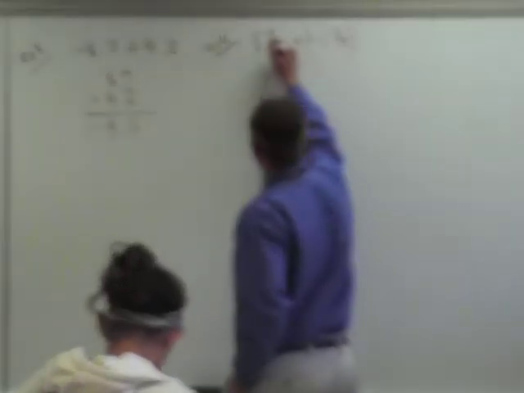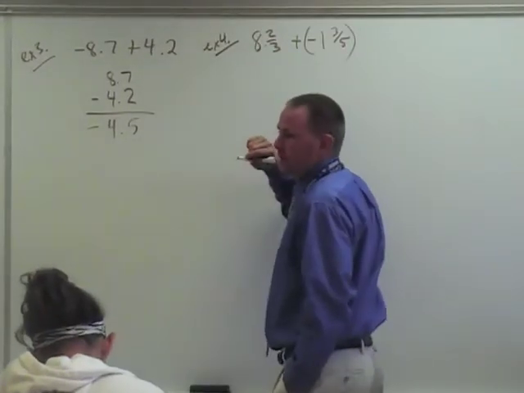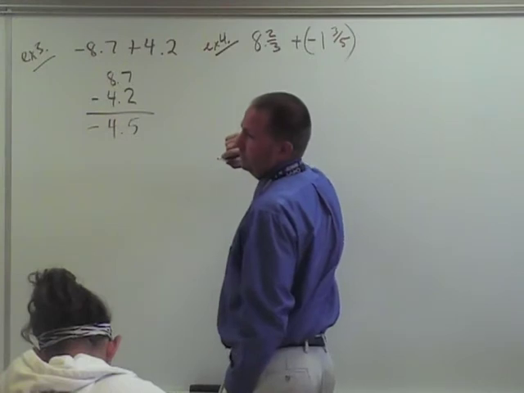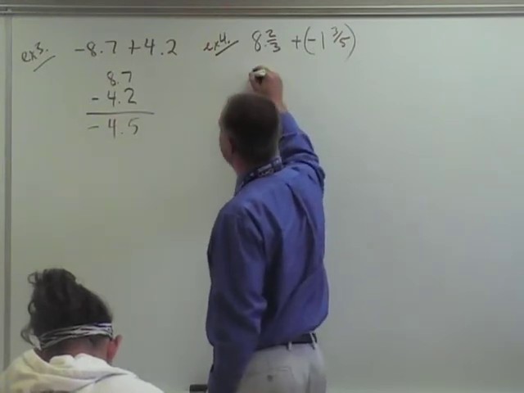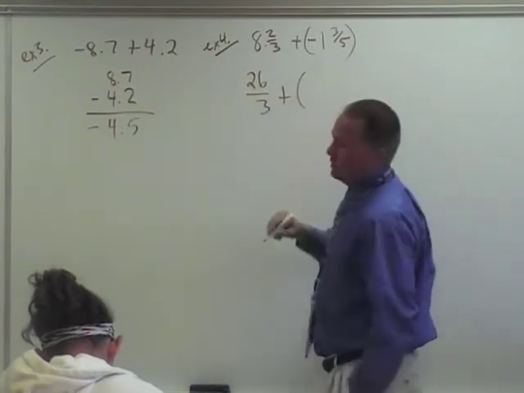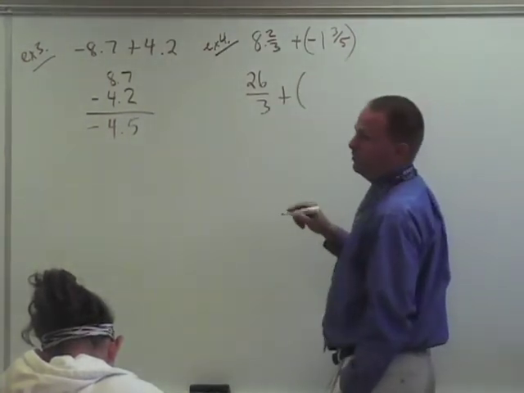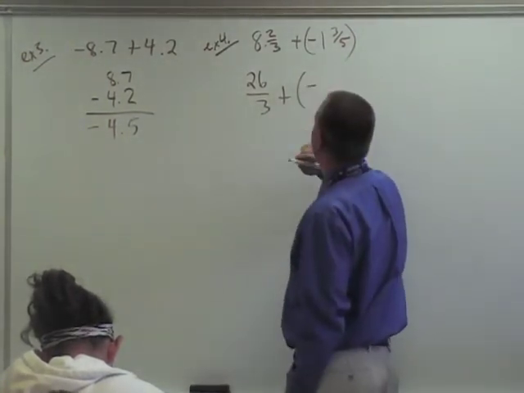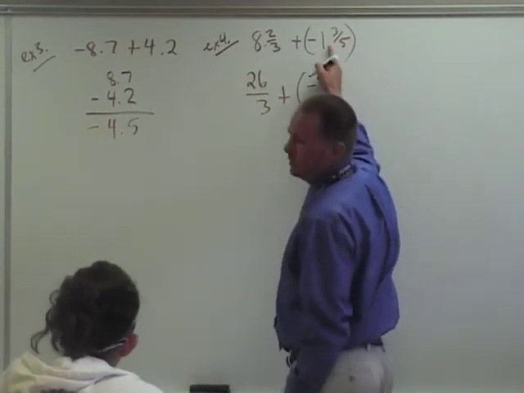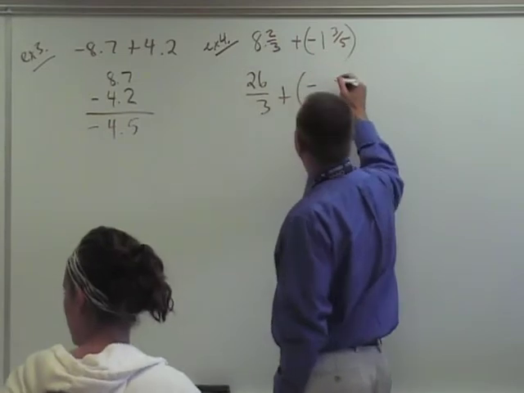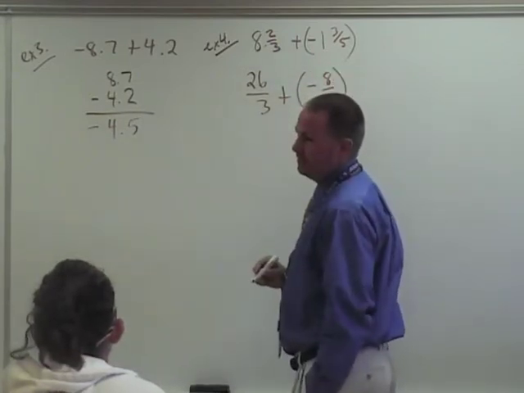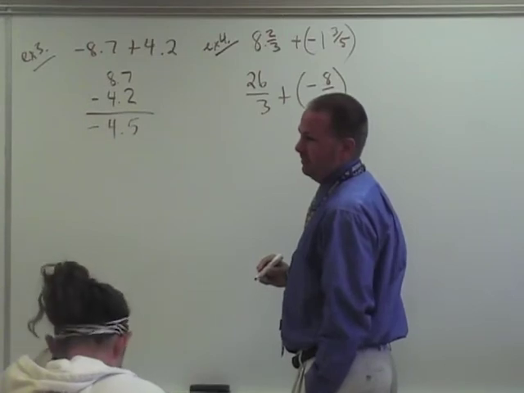Alright, so 3 times 8 is what, Sophie? 3 times 8 is 24. Plus 2? 26. Change that to an improper fraction, 26 over 3. Negative 8 over 5. The denominator stays the same.